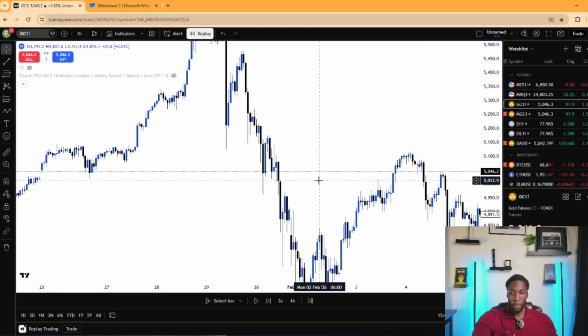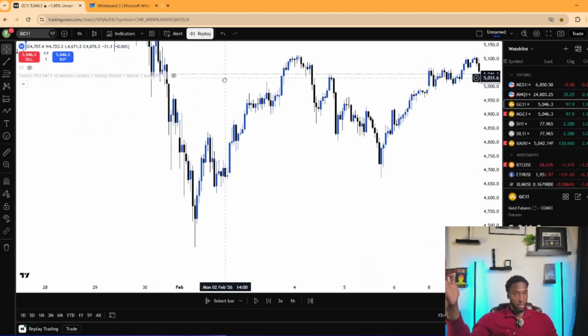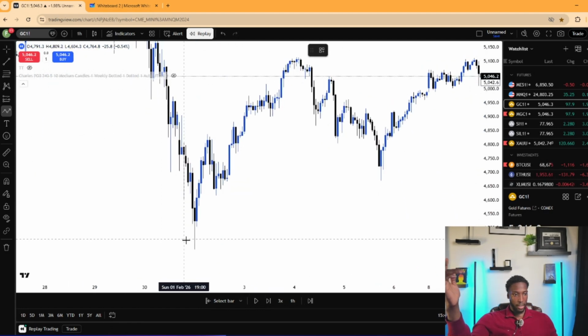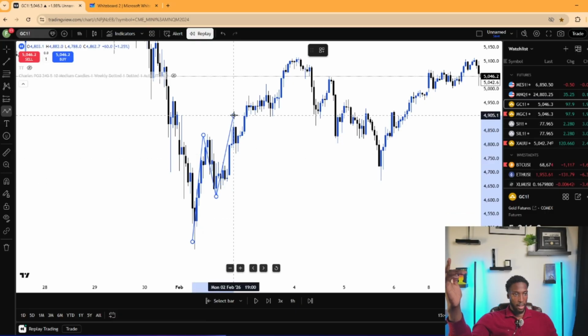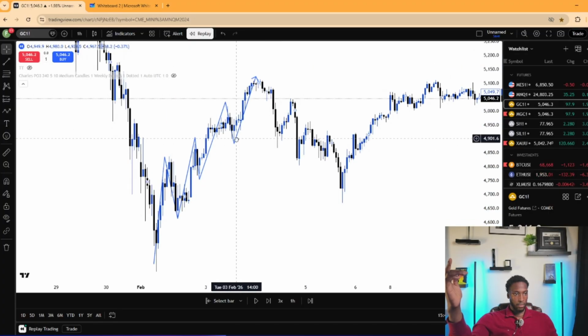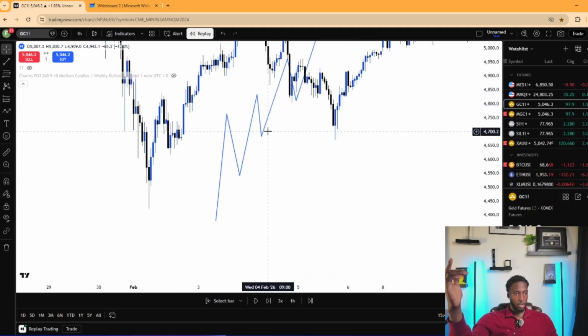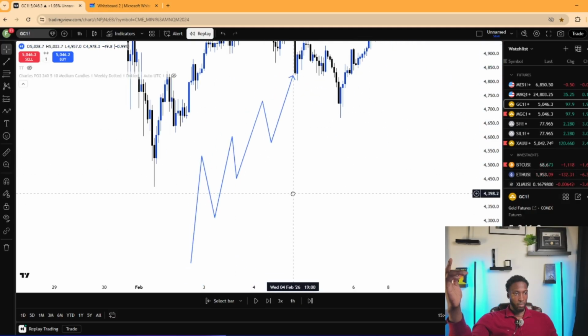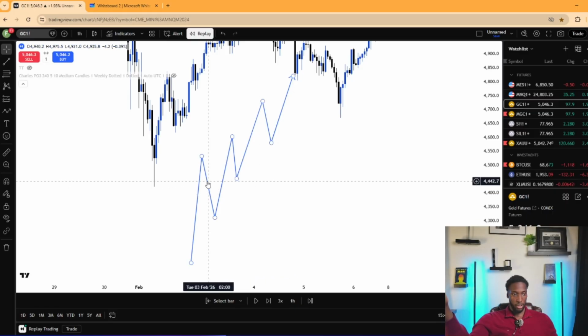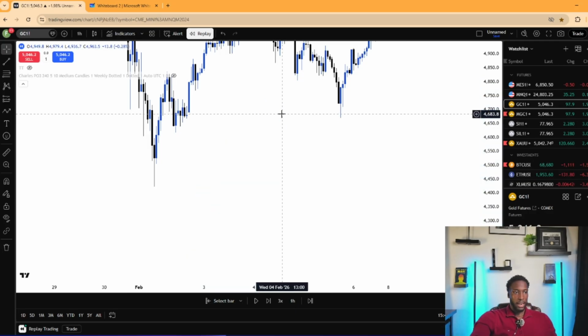You want to see the opposite for an uptrend? Uptrend, right here. High, low, higher high, higher low, higher high. Ladies and gentlemen, this is an uptrend. Why is this an uptrend? We just went over it. High, low, higher high, higher low, higher high, higher low, higher high. Boom. That is an uptrend.